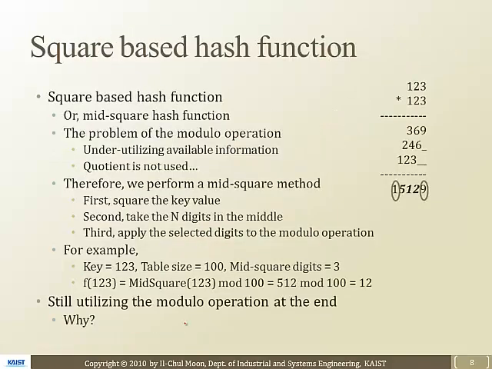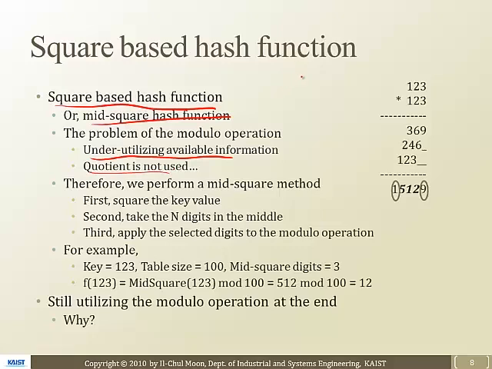However, there is some problem with the modular-based operation, so people utilize different hash functions. For example, people utilize the square-based hash function, or what is called the mid-square hash function. The problem of the modular operation is that it underutilizes available information. For example, the quotient is not used.